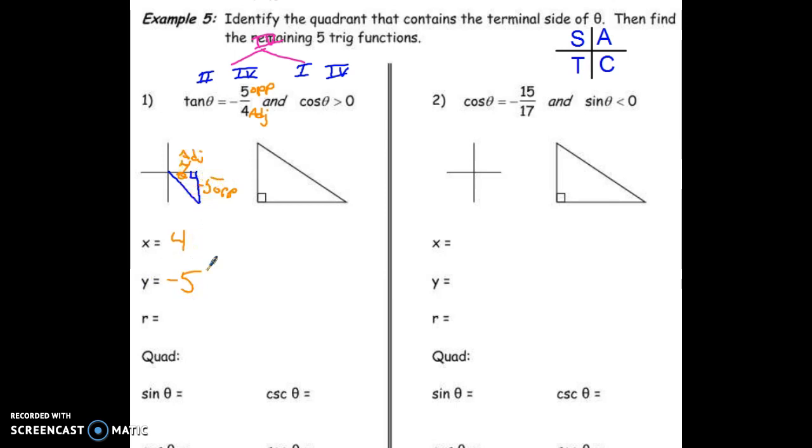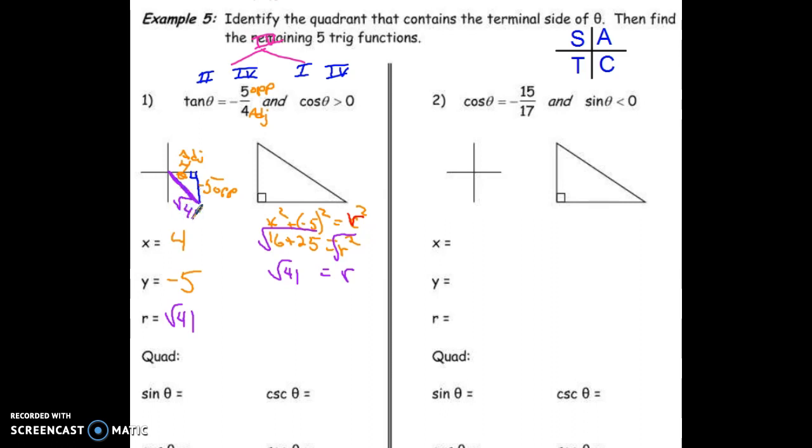Well, when I use the Pythagorean theorem, I get 4 squared plus -5 squared is equal to c squared, or my radius. So let's just make that my r, my radius. That will give us 16 plus 25 equals r squared. Therefore, taking the square root of both sides, we get an r of the square root of 41. So r is the square root of 41. That happens to be our radius right here, the square root of 41.